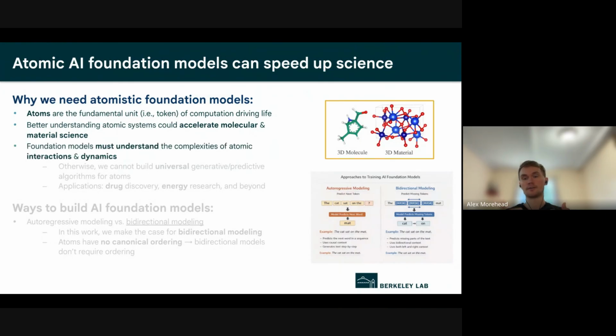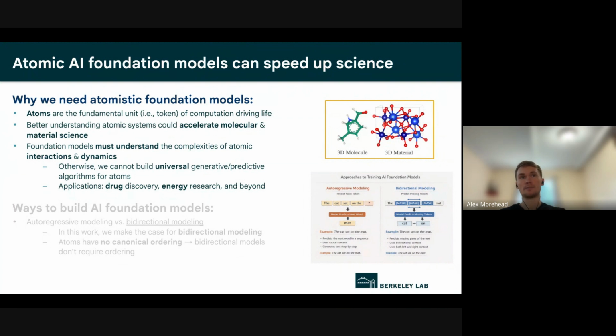However, to really understand those types of systems, like 3D molecules and materials, like some of the ones I'm showing here on the right-hand side, that foundation model really needs to understand the complexities of interactions and dynamics that can show up in atomic systems. So it needs to have a very nuanced understanding of the state of the domain. If it doesn't have such an understanding, you can't build what's called a universal generative or predictive algorithm. In other words, a true foundation model for atoms.